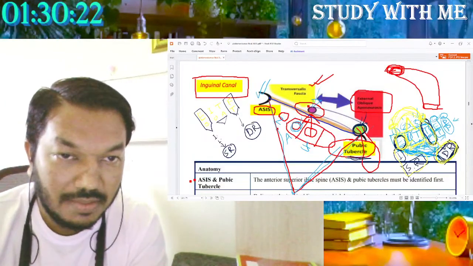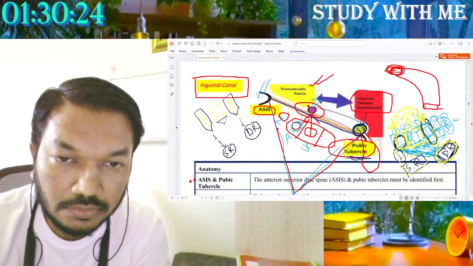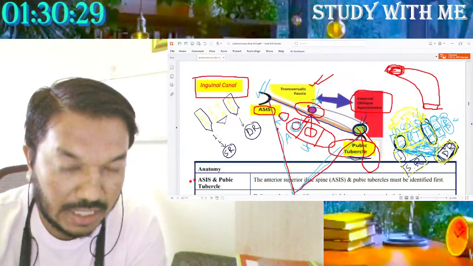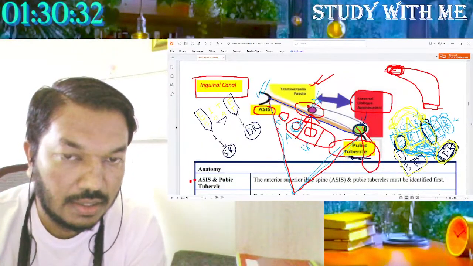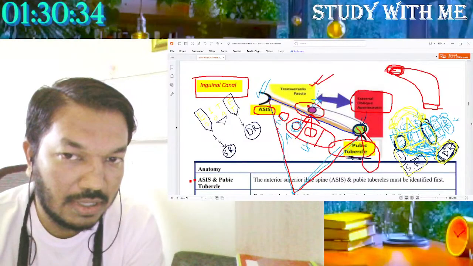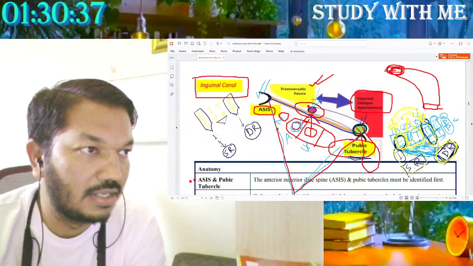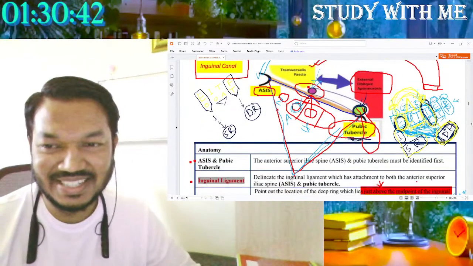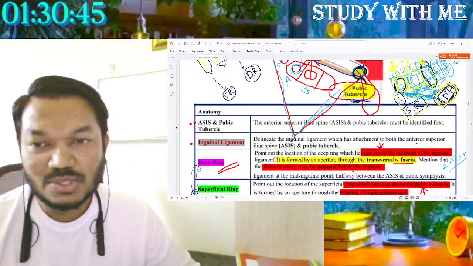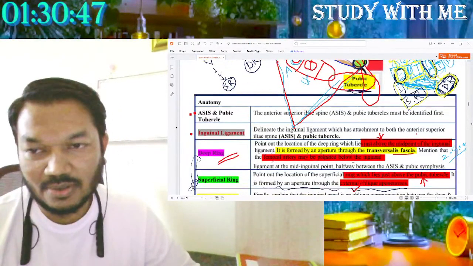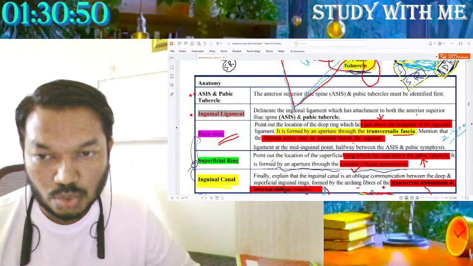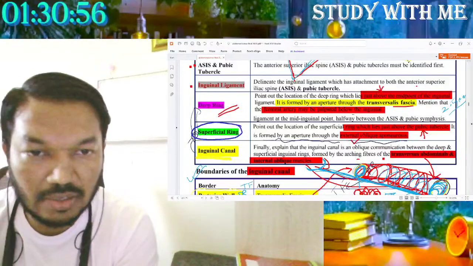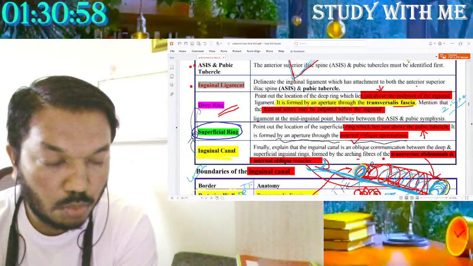Now see, if you remember the femoral triangle, we had base, medial border, lateral border. This is the primary level study. Already you studied in your MBBS, right? So now come to the next. Superficial inguinal ring and deep inguinal ring. Superficial inguinal ring on the screen.